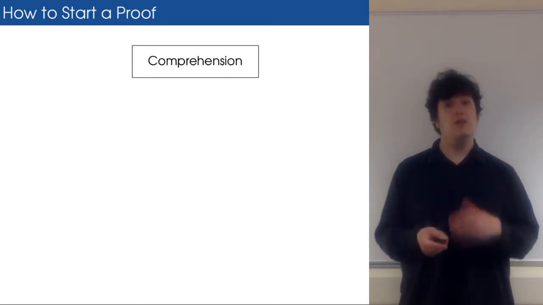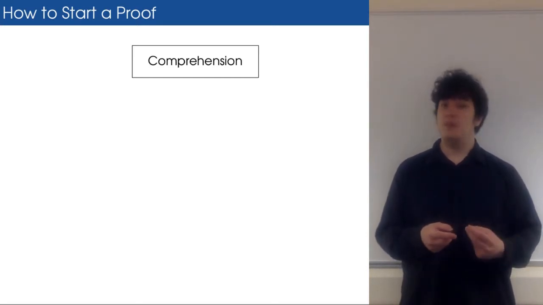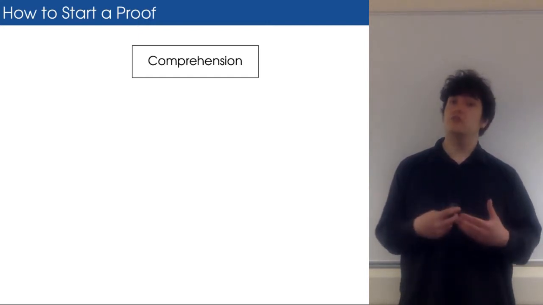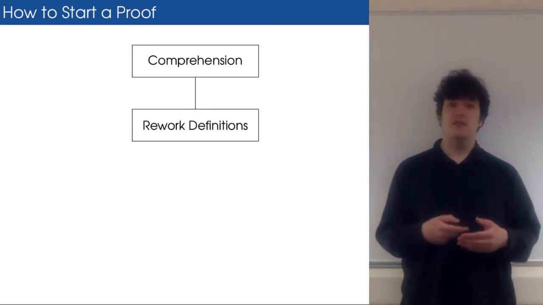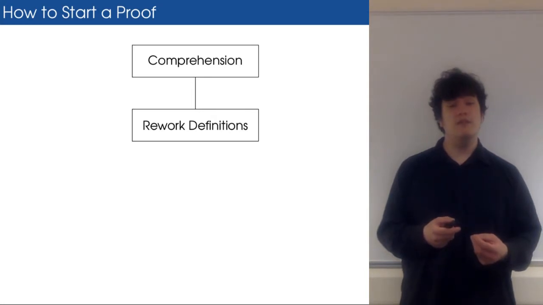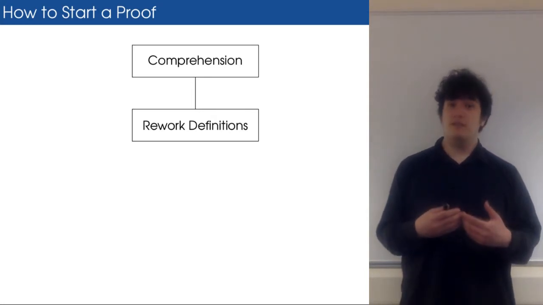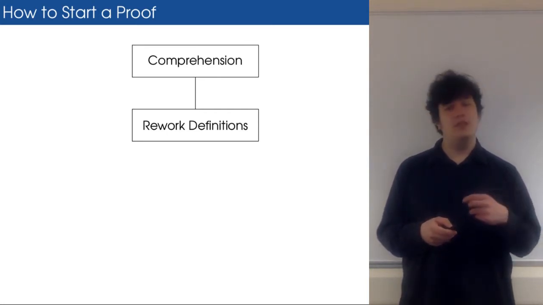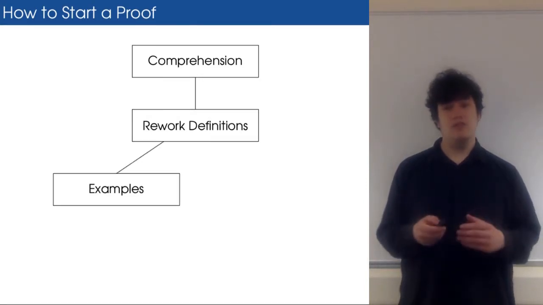Now, both strategies start with the same couple of steps. The first step in both of them is comprehension, in which you try and understand the logical structure of the statement. Then you move on to reworking the definitions, and in reworking the definitions you're looking for an easy or obvious proof that you may have missed somehow. Now, in the case where that doesn't work, this is where the two strategies diverge.